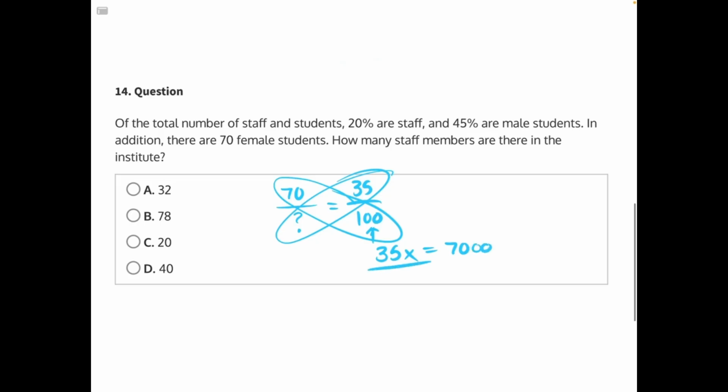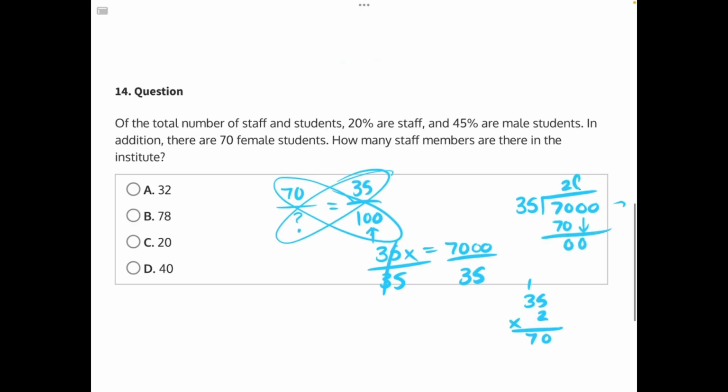Then we use opposite operations. Divide both sides by 35. If I were to set up a quick long division, how many times can 35 go into 70? Let's try very quickly. 35 times 2. 2 times 5 is 10. 2 times 3 is 6 plus 1 is 7, so 70. So it is going to go in 2 times with no remainder. We would bring down 0. It can go in 0 times. We'd bring down 0. It can go in 0 times. So X is going to equal 200. So there are 200 total people in this school, staff and students combined.